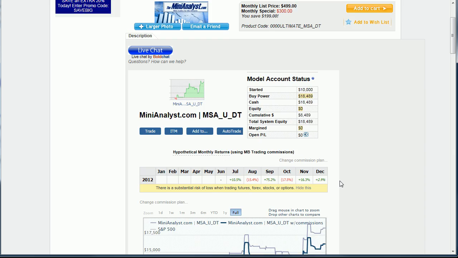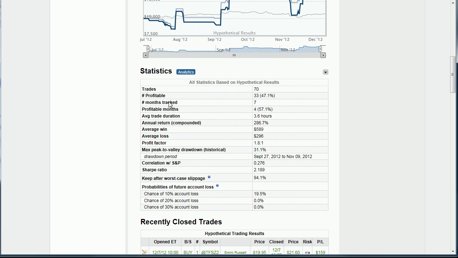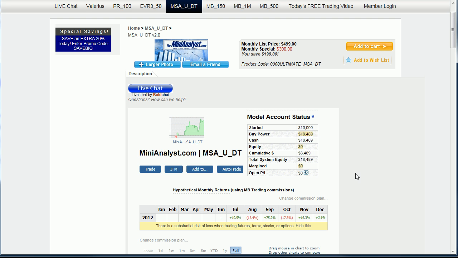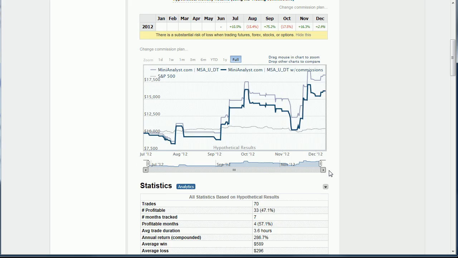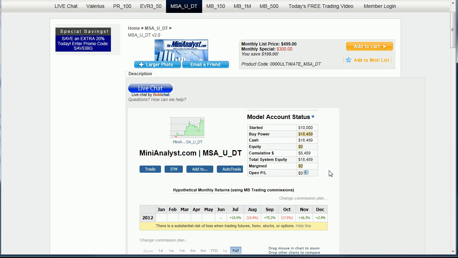$8,489 in profit for the MSA UDT, just over 7 months, which actually, we just started November 1, 2, 3, 4, 5 months essentially. So this actually reads 7 months tracked, so I'm not sure where they're getting the 7. Nevertheless, 286% annualized compounded return is what we're looking at for the always popular MSA UDT. Trades 6 systems across.